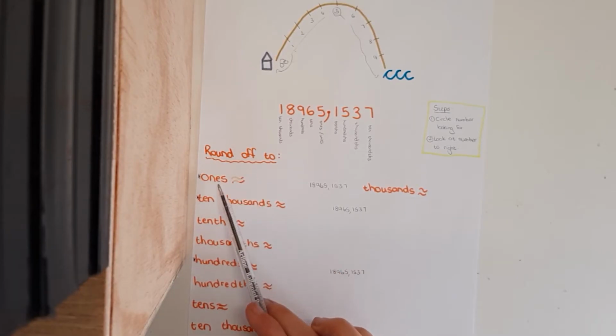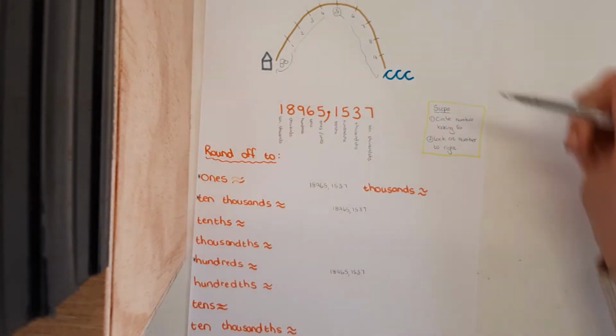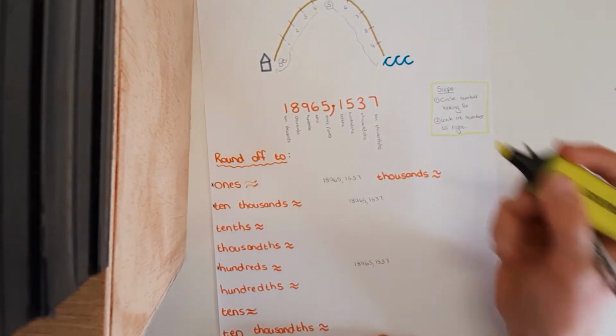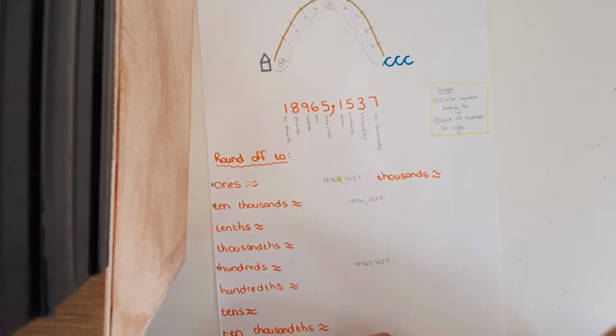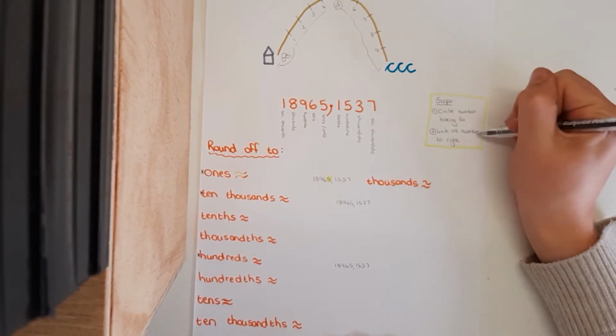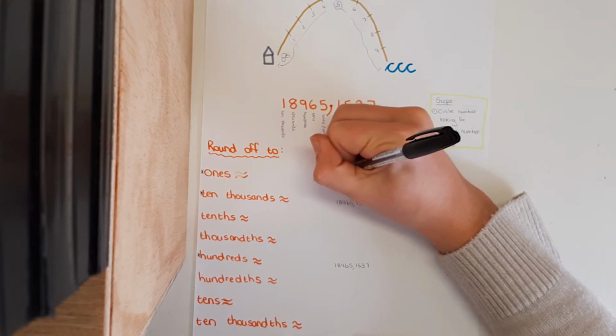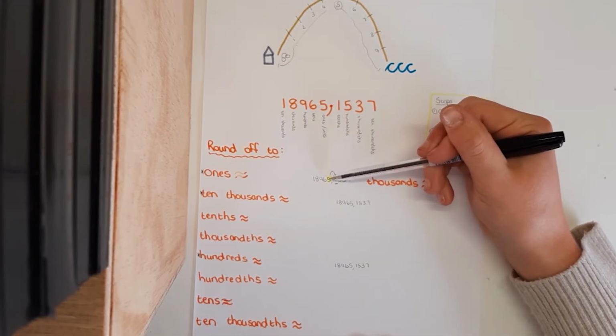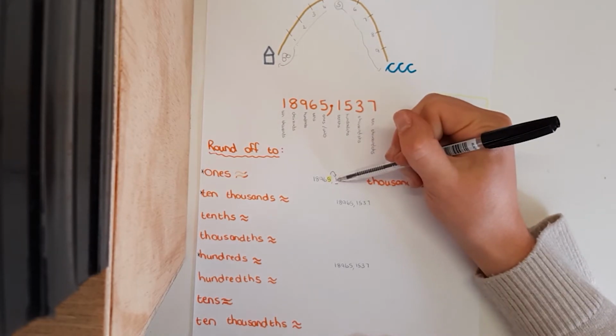Round off to ones. Step number 1, we're going to circle our number. I just rewrote the number over here, making it easier for me. There's my ones. That's what they want. Look at the number to the right. So I'm looking at this number. Now I'm going to determine if this number is going to change or not. This digit on the right is a 1.